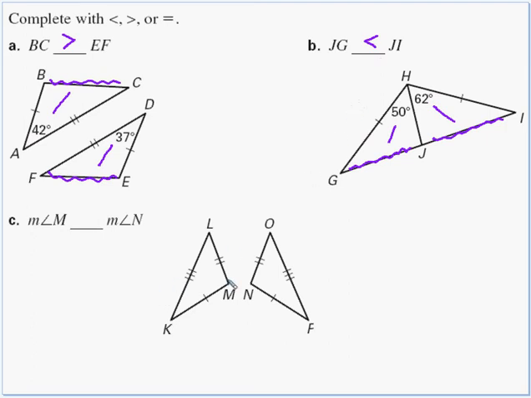Part C, this time we're comparing angles, angle M and angle N. We look to the side opposite, each one has 3 marks. We know they're equal, therefore angle M is equal to angle N.